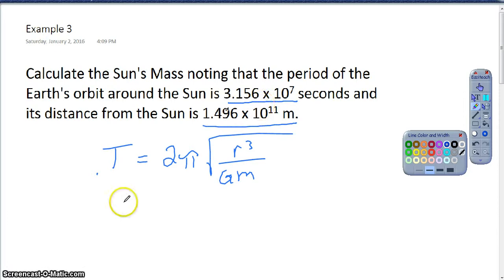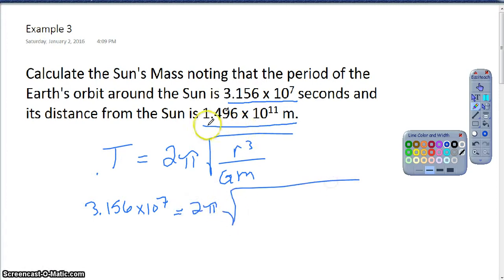Well, I know the period. They actually gave me the period is 3.156 times 10 to the 7th seconds. I know 2 pi is obviously just 2 pi. I know the radius, the distance they give me from the Earth to the Sun is 1.496 times 10 to the 11th, and we'll go ahead and assume that that does include both radius of the Sun and the Earth, right? Because technically we'd need from the center of the Earth to the center of the Sun. So we'll assume that that distance does include all of those measurements, since they didn't give me the other information here. So again, I know that total distance, 1.496 times 10 to the 11th, and then cubing that whole thing.